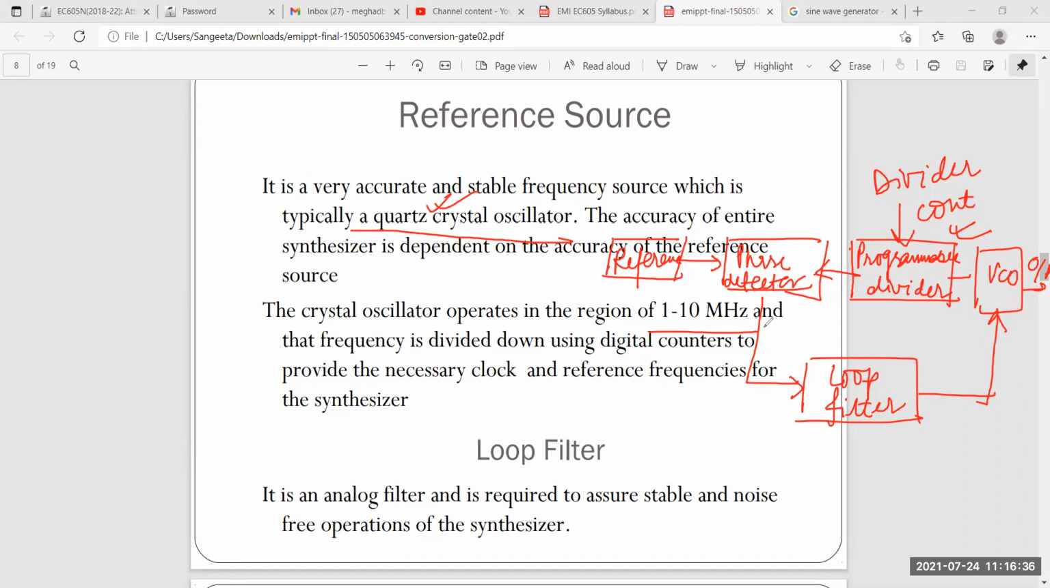Now come to the loop filter. You can see the connection correctly here. It is connected between the VCO and the phase detector. You can also call it an analog filter, and as written in the PPT, it is required to assure stable and noise-free operation of the synthesizer, so that the synthesizer works properly and gives noise-free operation. So we use the loop filter here. Okay, now we can move to the next slide.